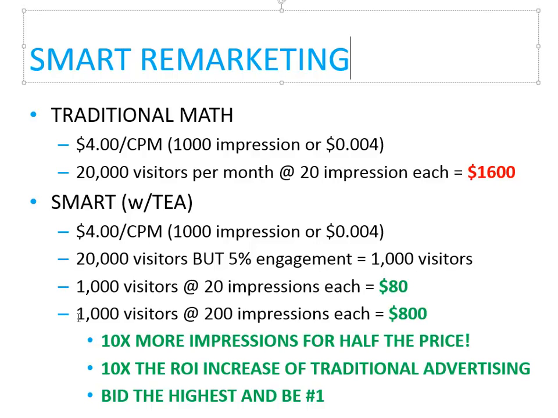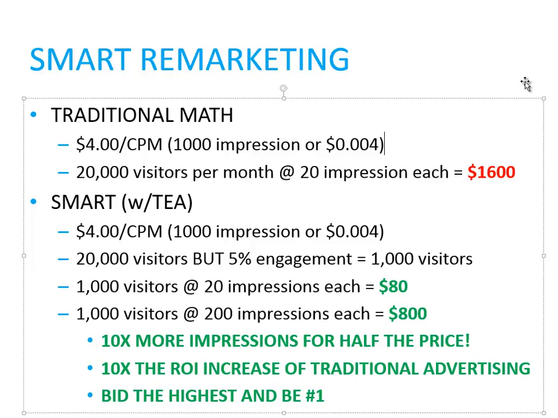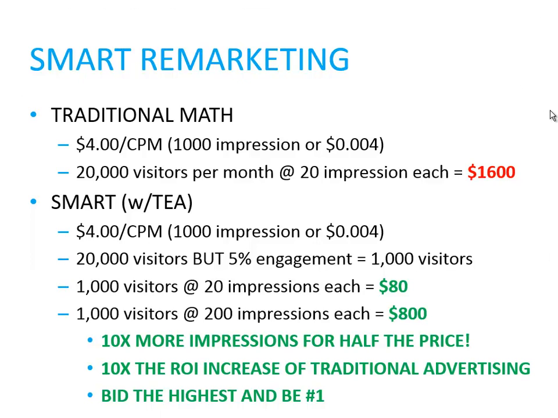So even at 200 impressions, right? We're saying if you're doing 1,000 visitors and you have 200 impressions, you're going to spend half of the money that you would spend doing the same thing with 20 impressions on 20,000 visitors. And you're still targeting the same exact people. You're not targeting some different crowd. You're still targeting people who are going to probably buy products from you.